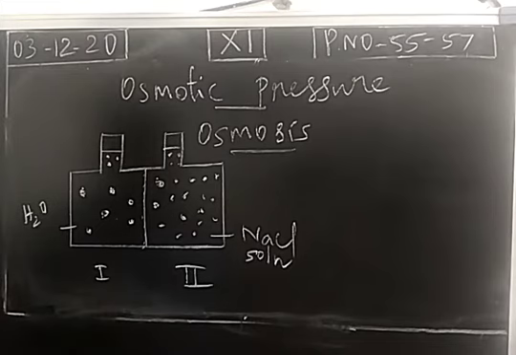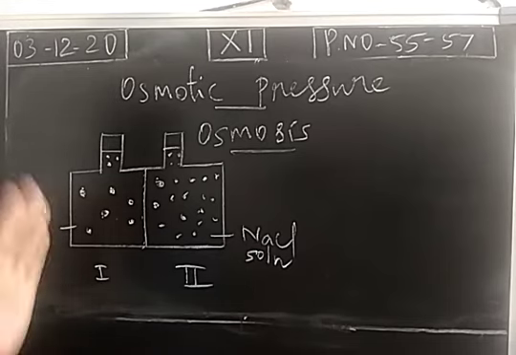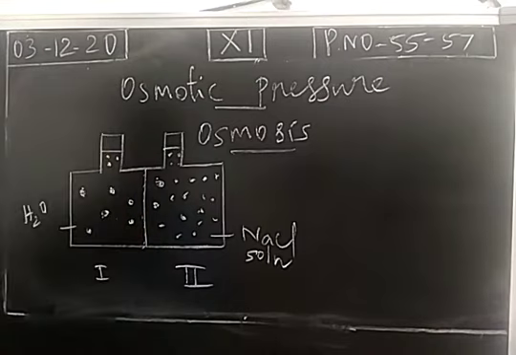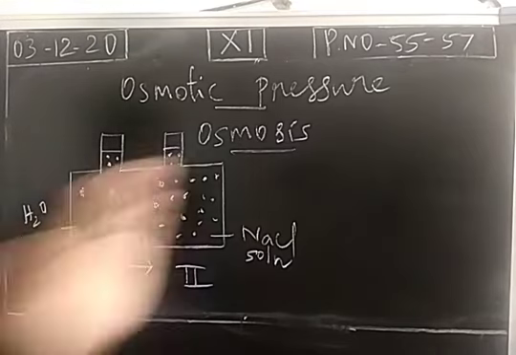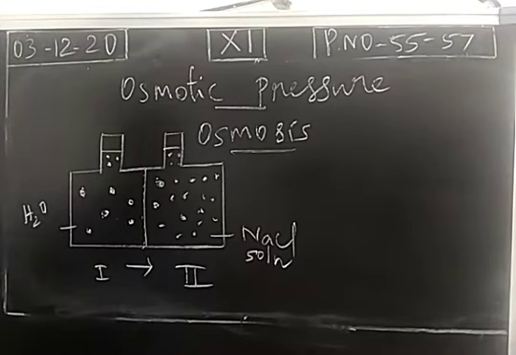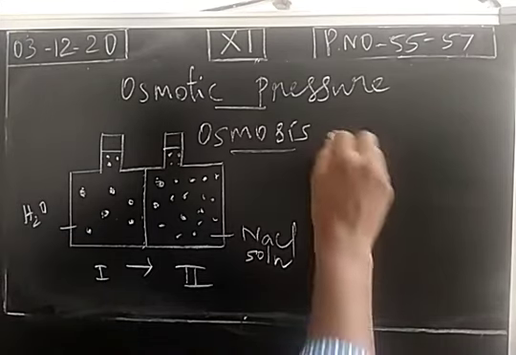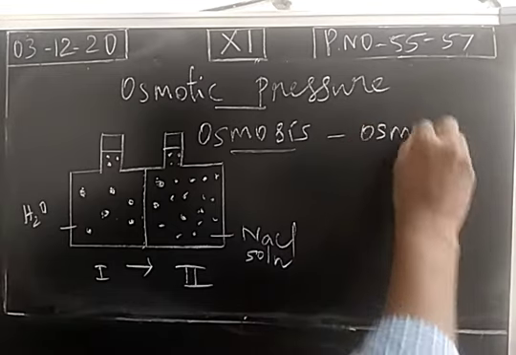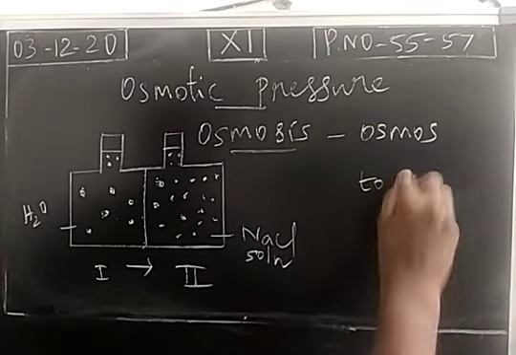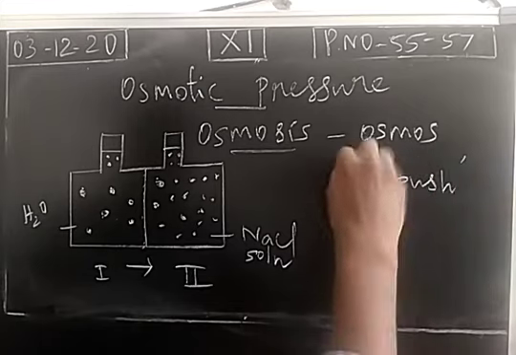So this is a spontaneous process by which a solvent molecule will move from lower concentration region to higher concentration region. The process is called osmosis. So the spontaneous process by which the solvent molecule will pass from a solution of lower concentration to the solution of higher concentration is called osmosis. The word is derived from the Greek language. In Greek, there is a word osmos. Osmos means to push. Okay.